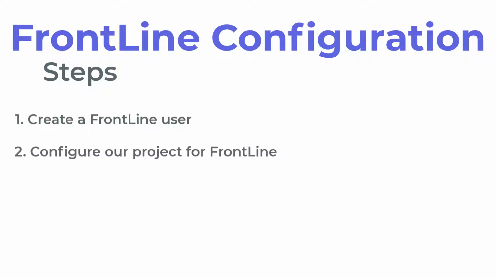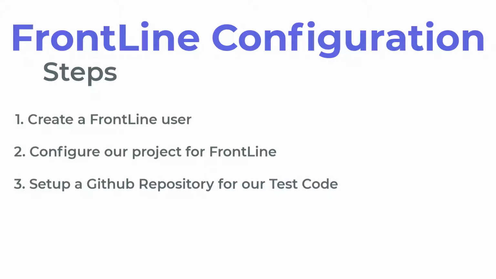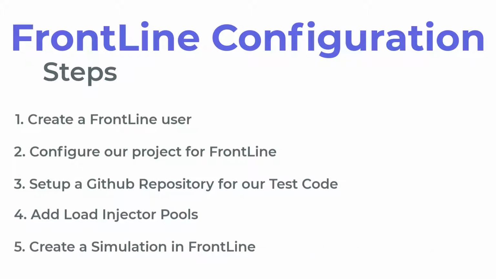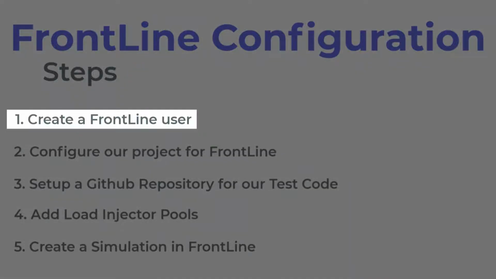We're then going to configure our test code, our project, for FrontLine. We'll then set up a GitHub repository for our test code and push our test code up there. We're then going to add in the load injector pools, and then finally we're going to set up our load simulation in FrontLine. Let's start with creating a FrontLine user.